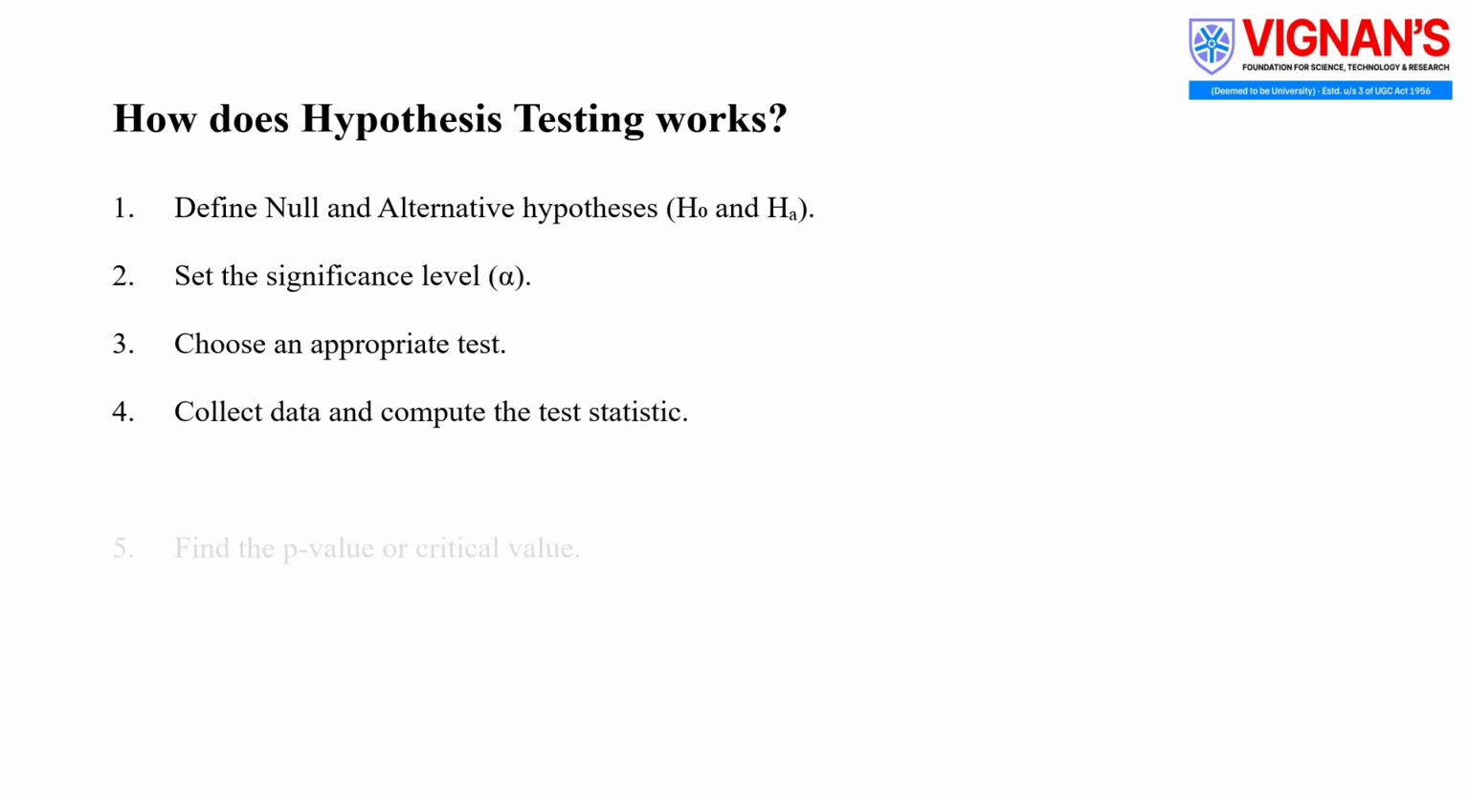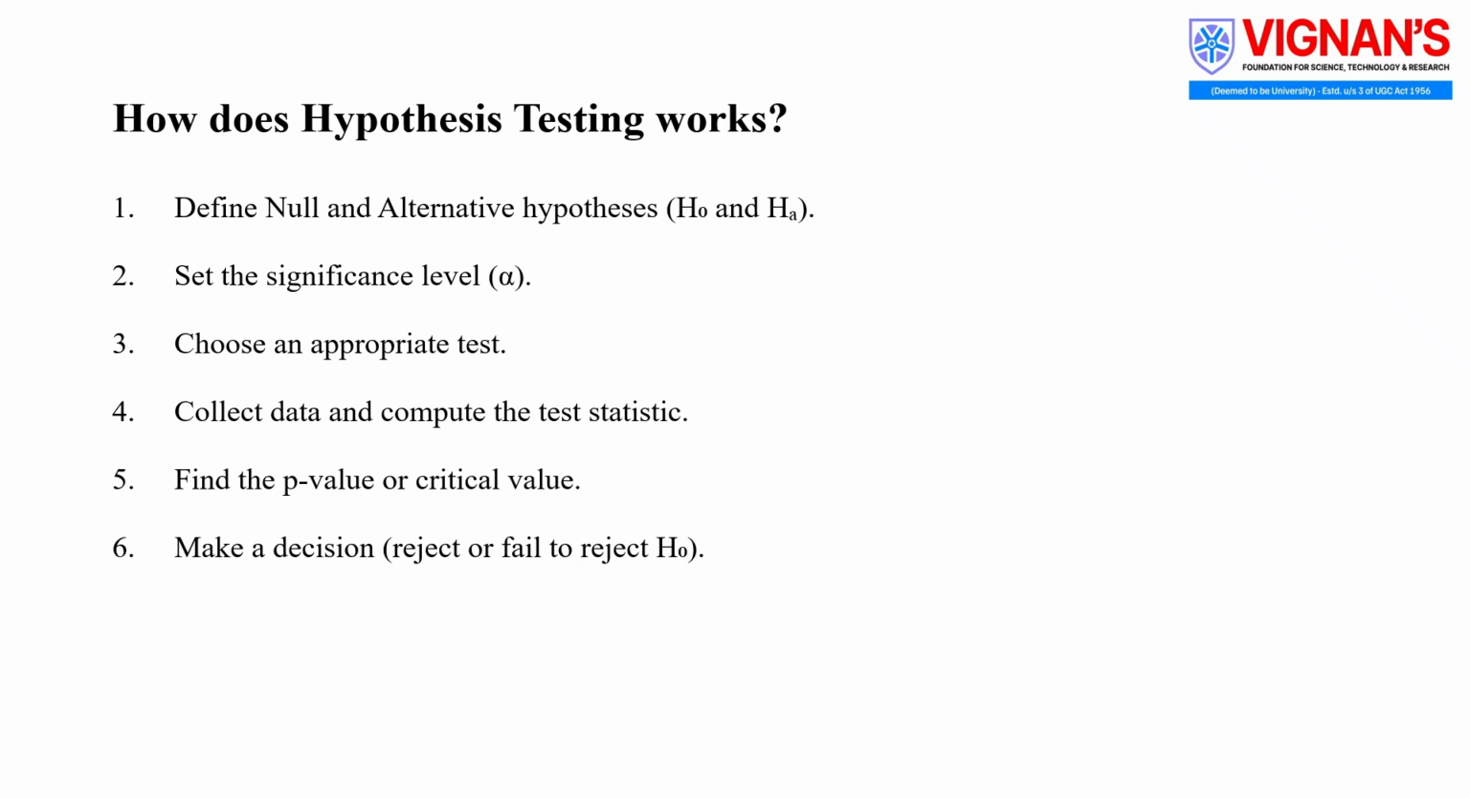Step 5. Find the p-value or the critical value. These help us compare our result against the significance level. Step 6. Make a decision. If the p-value is less than alpha, we reject the null hypothesis. If it is greater than alpha, we fail to reject the null hypothesis. Step 7. Interpret the results in the context of the problem. This tells us whether the sample provides enough evidence to support the claim being tested.